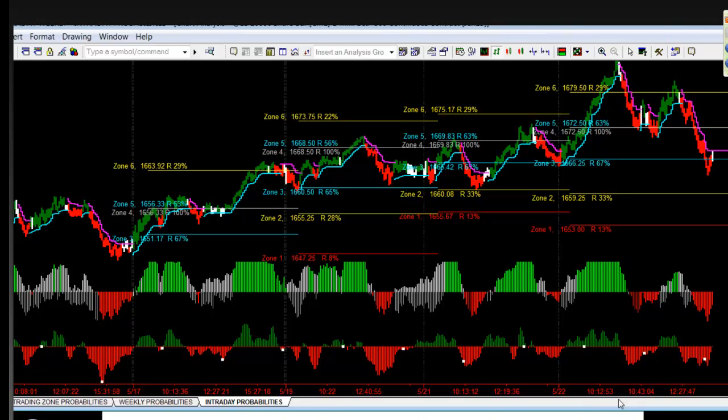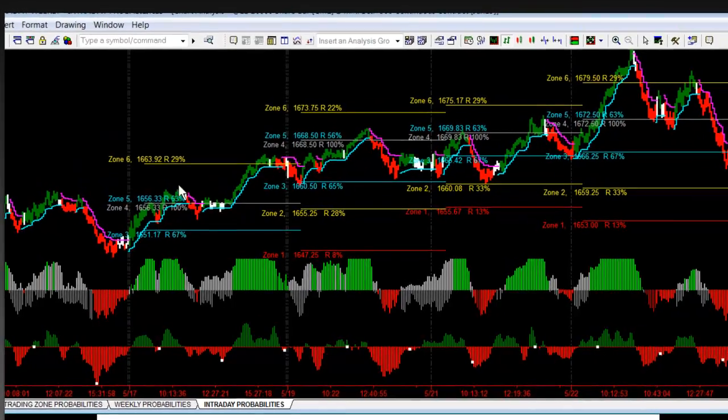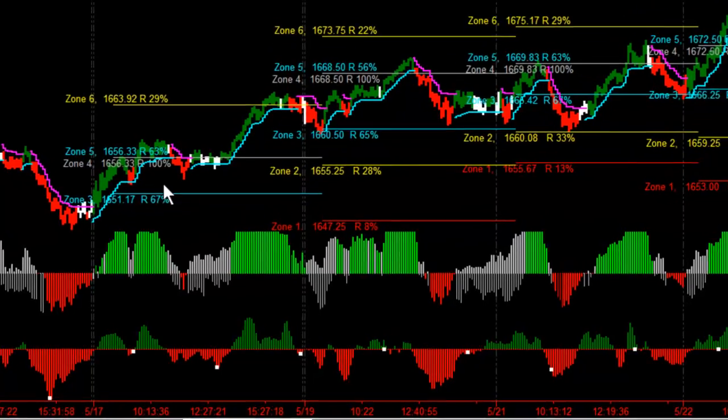Well, I was trying to scroll it back. It's not wanting to scroll right now. So pretend that you can't see this on the right.